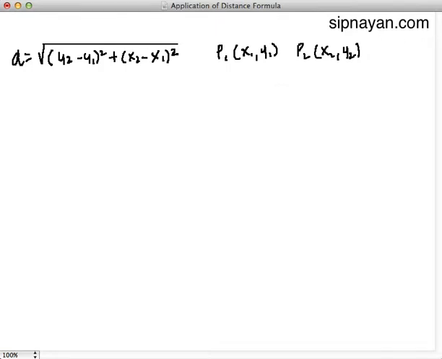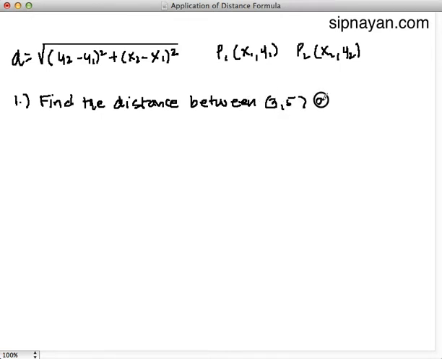So, let's start with our first example. Find the distance between 3, 5 and negative 2, 8. Okay. So, yun yung problem natin.